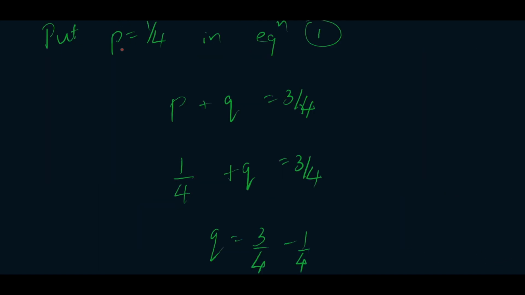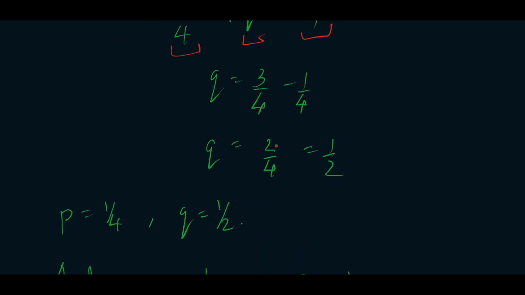Now you can put p equals 1 by 4 in equation 1. Our equation 1 was p plus q equals 3 by 4. So 1 by 4 plus q equals 3 by 4. So the value of q is 3 by 4 minus 1 by 4, which is 2 by 4, hence the value of q is 1 by 2. So we have p equals 1 by 4 and q equals 1 by 2.